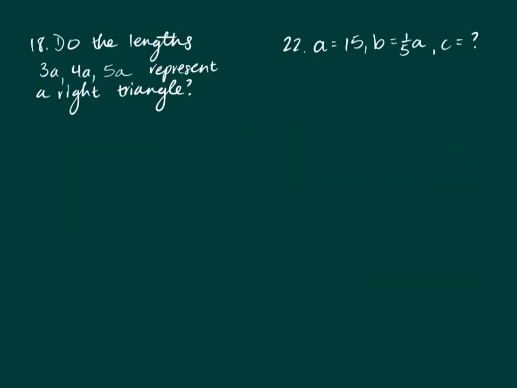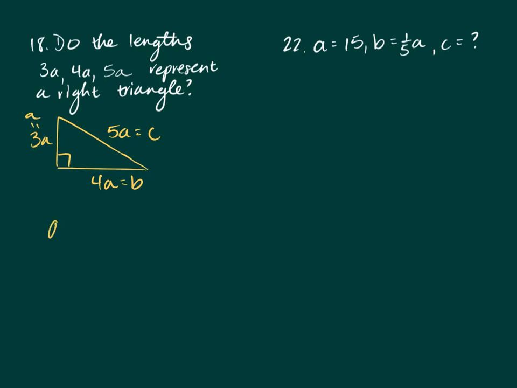Let's look at another one of those. In 18, it says, do the lengths 3A, 4A, and 5A represent a right triangle? So again, I'm going to draw a right triangle with these as my lengths and see if it passes the Pythagorean theorem. So we've got 3A, 4A, 5A. Remember that C always has to be the longest of the 3 lengths.